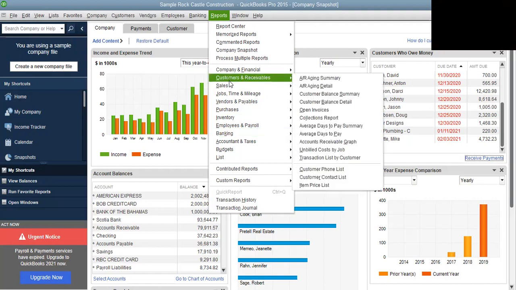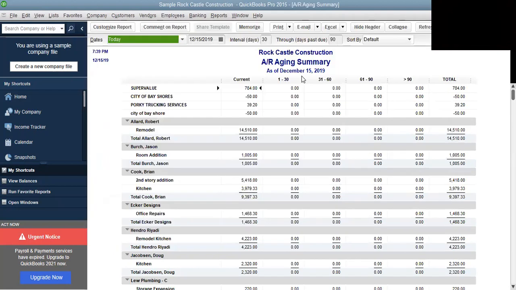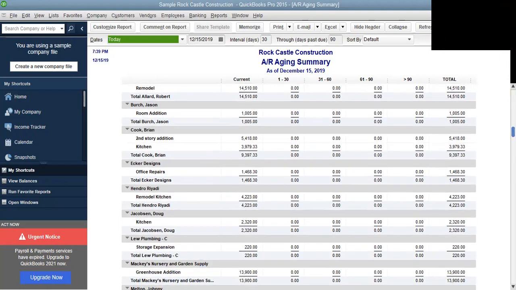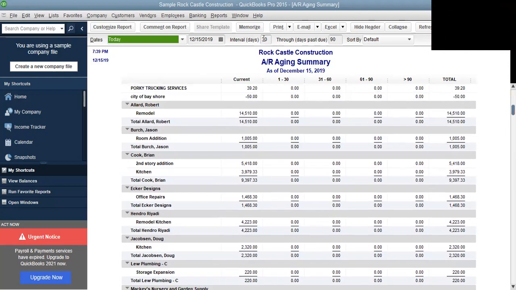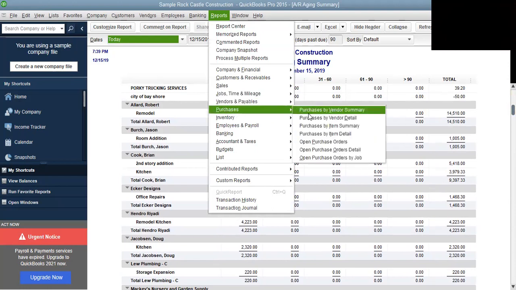Now, make a note of this: the customer and receivables report gives you information on who owes you money. That's the accounts receivable. It gives a listing of 30 days, 60 days, 90 days, all kinds of stuff. Usually, family is the one that owes you over 61 days. Let's give you an example of exactly how much people owe you. That's the aging. Purchase reports say how much you purchase over time, based on vendor.